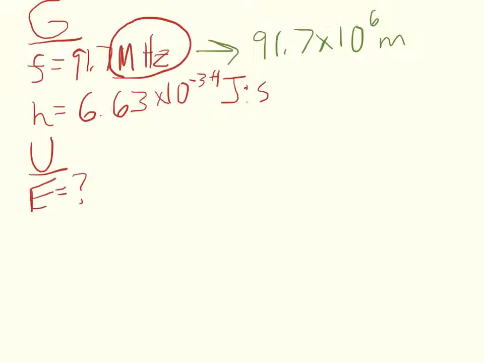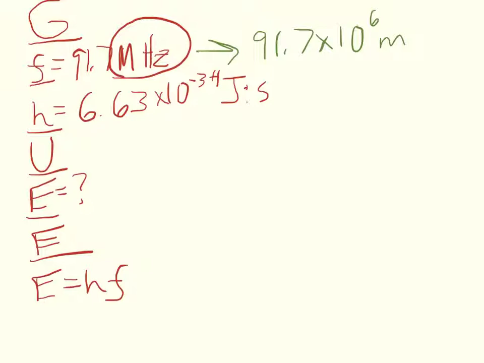So we go to our right equation, E. We're looking for one that has E, h, and f, and the equation that has E, h, and f is that the energy is equal to Planck's constant times the frequency. We don't have to change it at all, so we're just going to leave it like that.